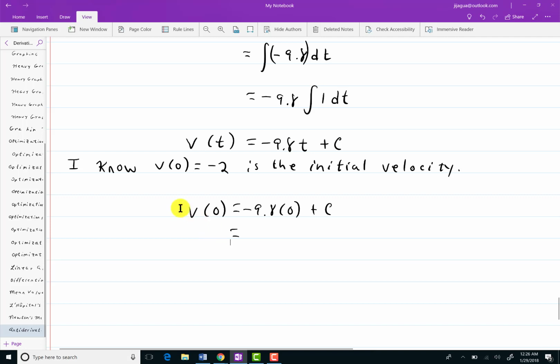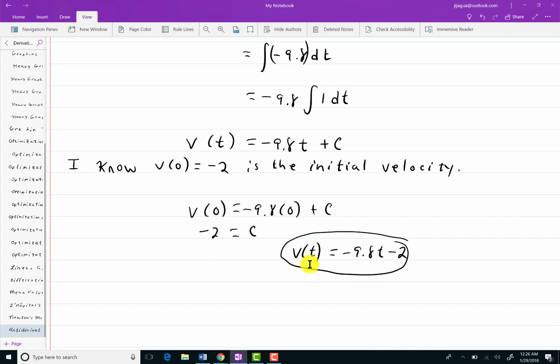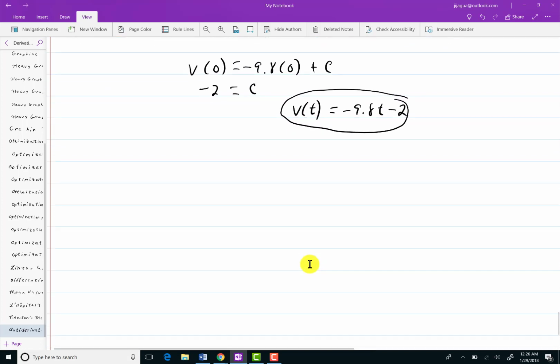So let me plug it into the formula I have for v of t. I have v of 0 equals negative 9.8 times 0 plus c. v of 0 is -2, so when the negative 9.8 times 0 disappears, I have -2 equals c. Therefore, my formula for velocity is negative 9.8 t minus 2.